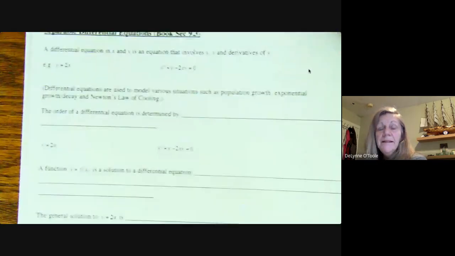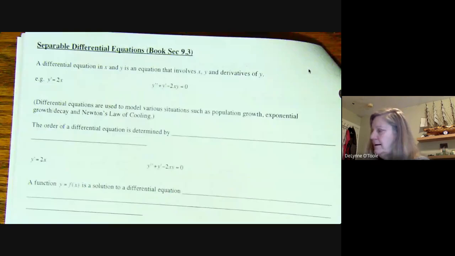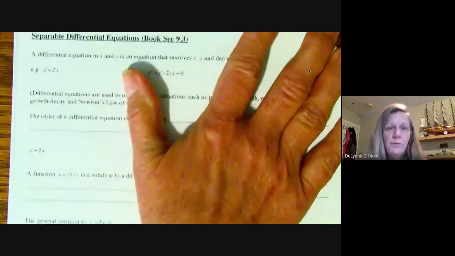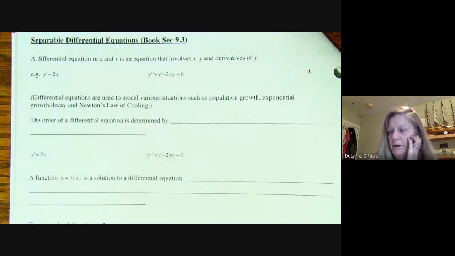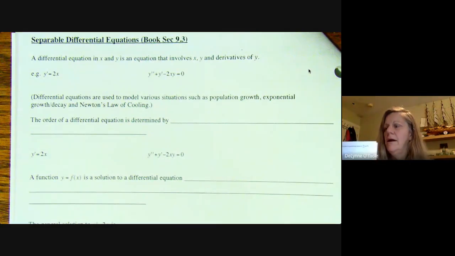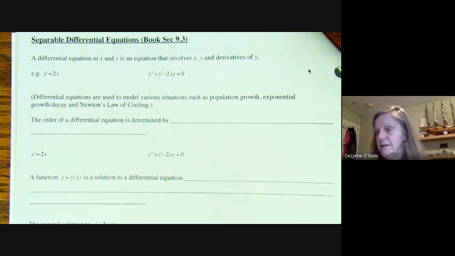All right, so our next topic, separable differential equations, is the biggest topic in the unit. From an AP exam perspective, it is the most important topic in the unit. And I say that because there's often one entire free response question on the AP exam devoted to differential equations.